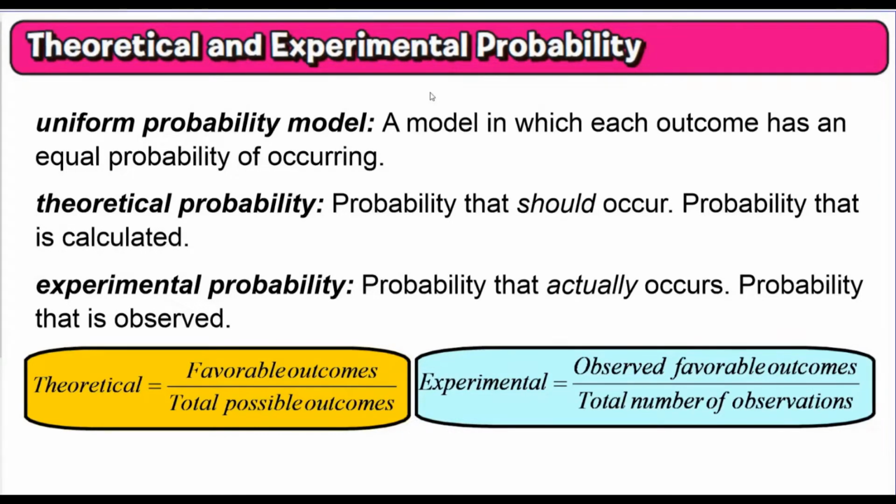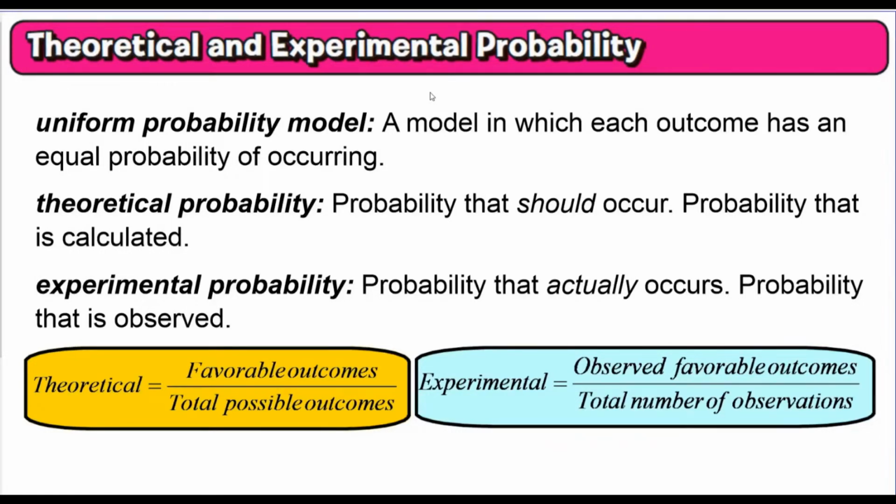Now, that's a little bit different than what we call experimental probability, and this is probability that actually occurs, probability that is observed. So it's what we see happen when we perform an experiment, what actually happens. So if we flip a coin 10 times, how many times did it actually come up heads? How many times did it actually come up tails? That's our experimental probability, what we observe.